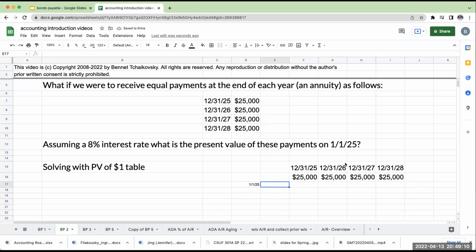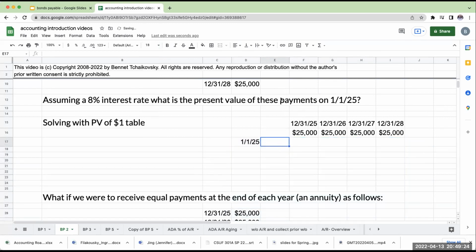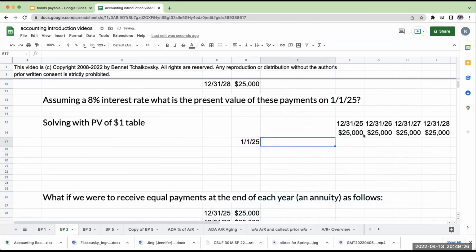So for this particular question, if I were to solve this with a present value of a dollar table, let's go to it. For this very first payment, on December 31st, 2025, I'm going to use present value of a dollar. And this is going to be one period at 8%. Now, why is it one period? Because it's being paid out 1 year from now.